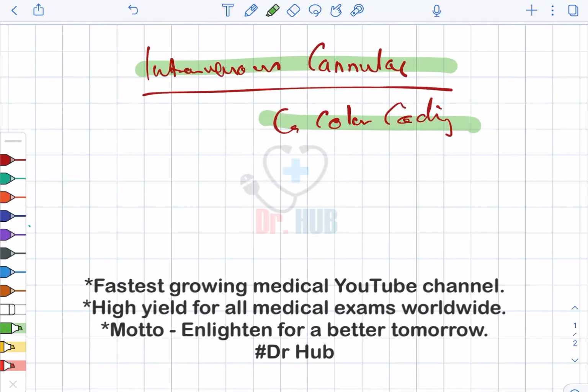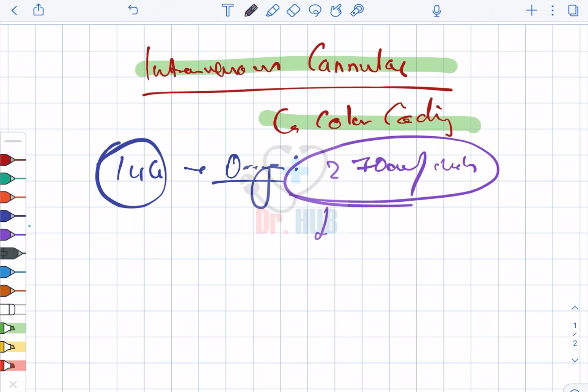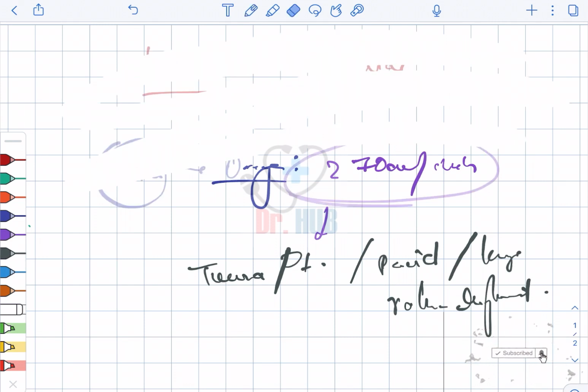Today we are looking at the intravenous cannulae and the color coding. So firstly, the 14G. The 14G, the color coding is orange and the flow rate is about 270 ml per minute. So it is a large volume. So this is done in case of the trauma patients as well as the rapid and large volume replacement. So in such cases, it is administered.